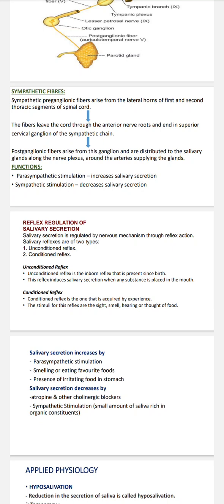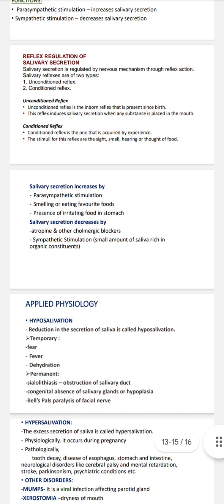Now the functions of parasympathetic stimulation and sympathetic stimulation. Parasympathetic stimulation increases salivary secretion. Sympathetic stimulation decreases the salivary secretion. So, the reflex regulation of salivary secretion. Salivary secretion is regulated by the nervous mechanism through reflex action.